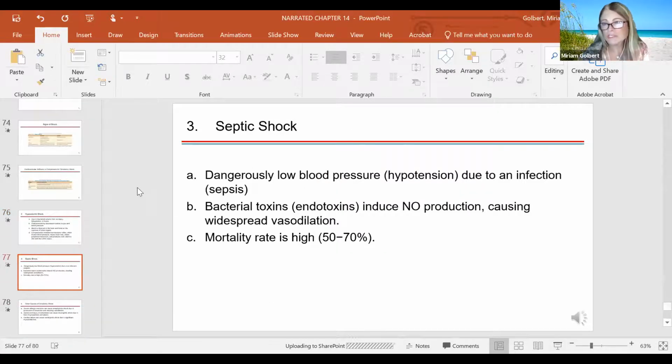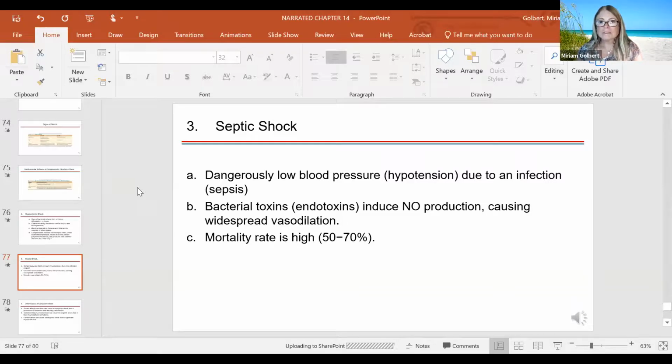Then you have septic shock, and this happens when people have massive infection, but this is where the infection has reached the blood. So that's called sepsis, right? And people can die very, very fast. That's why it says mortality rate is very high in septic shock, because all these toxins of the bacterial infection start to go everywhere, and it causes what is called massive vasodilation or systemic vasodilation.